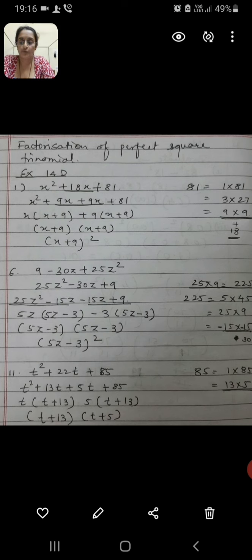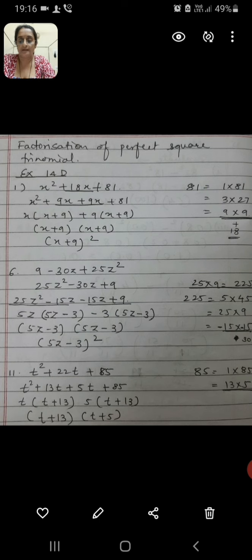Now I have made two parts: the first two terms together, and the third and fourth terms together. What is common between the first two? That is 5z, and 5z minus 3 will be in the second bracket. What is common between the third and fourth term? That is minus 3. 5z minus 3 will be in the bracket.